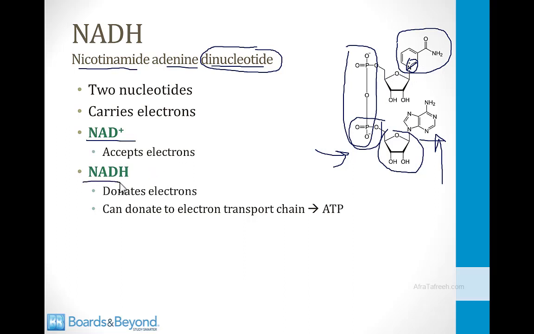of NADH. The function of NADH in cellular metabolism is to carry electrons. So NAD plus can accept electrons. NAD with a hydrogen attached can donate electrons. And you can just remember that anytime the hydrogen is attached, it is carrying electrons that it can donate for other reactions. And one of the most important places that NADH donates its electrons is to the electron transport chain in the mitochondria. This leads to the generation of ATP.